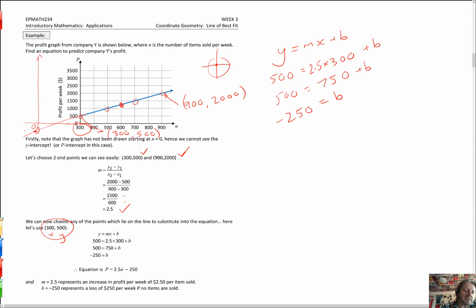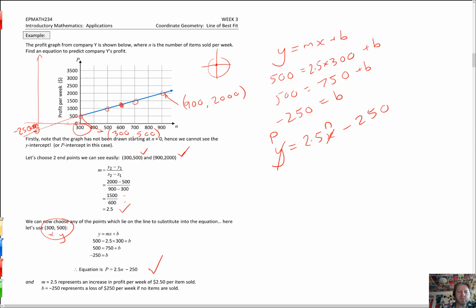So it looks like my sketch wasn't as bad as it looks. My y-intercept really is minus 250, it's down there. So if I make no items, I was making a loss of $250 per week. Ouch. So the equation, when we put it all together, initially I might say y equals 2.5x minus 250, because the y-intercept is minus 250, the gradient's 2.5. But then I would have replaced the y-axis as really a profit axis, and the x-axis really is a number of items, so p equals 2.5n minus 250.